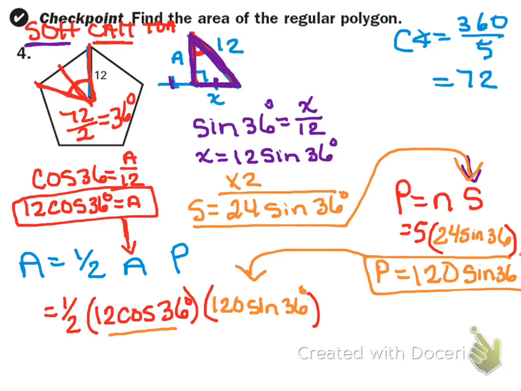Give you a minute to punch it in. You may even want to pause the video. Take time to punch it in. Once you've punched it in, if you've punched it in correctly, you should have found that the area of this pentagon is 342.4 units squared.